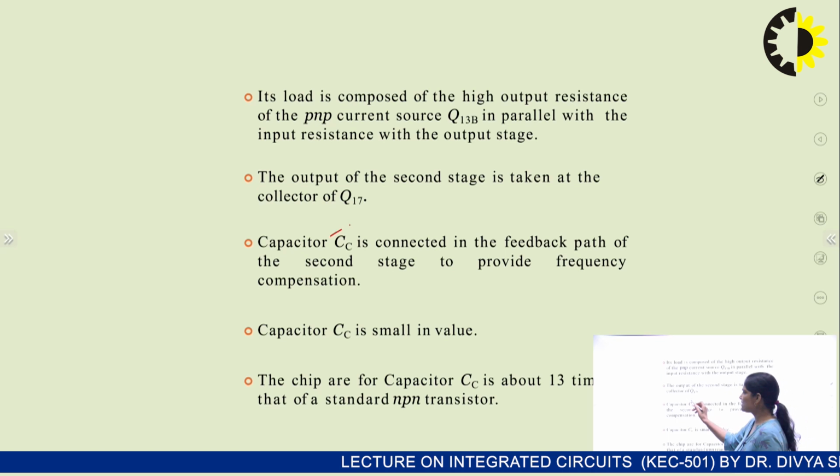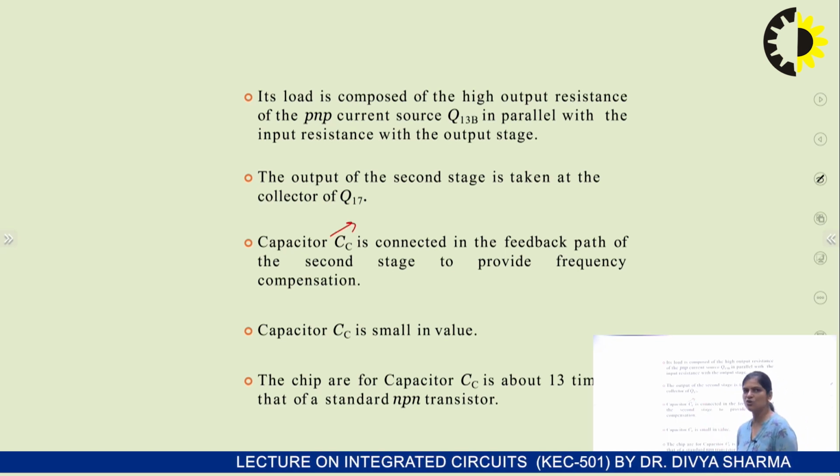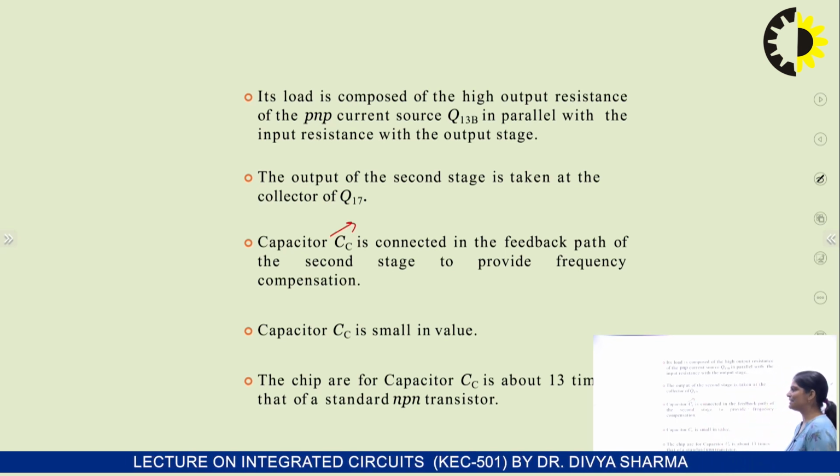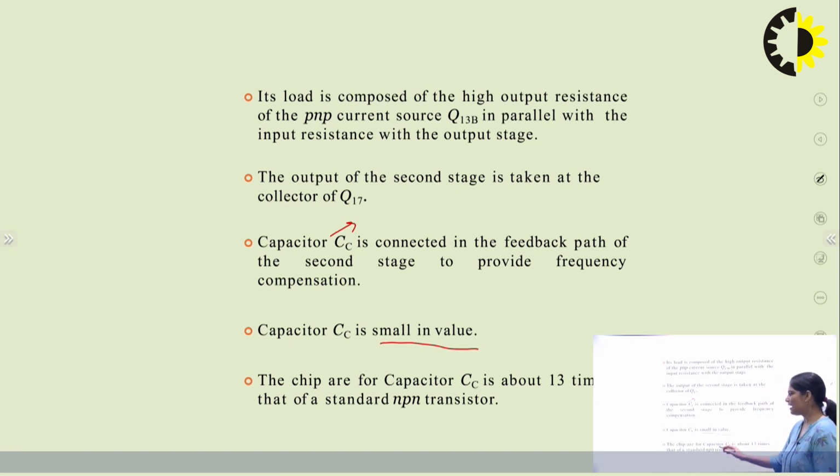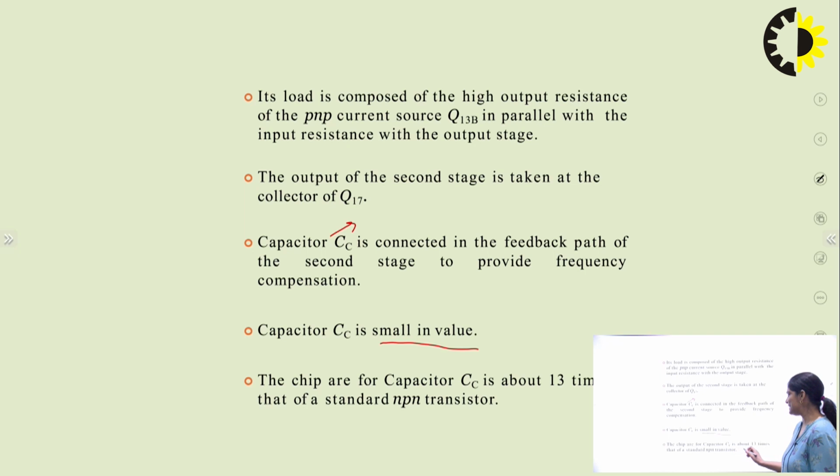This is the capacitor present in the internal structure of this operational amplifier that is used to compensate frequency, and it is represented as CC. It is connected in the feedback path of the second stage to provide frequency compensation. Now capacitor CC is very small in value. The chip area for capacitor CC is about 13 times that of a standard NPN transistor.